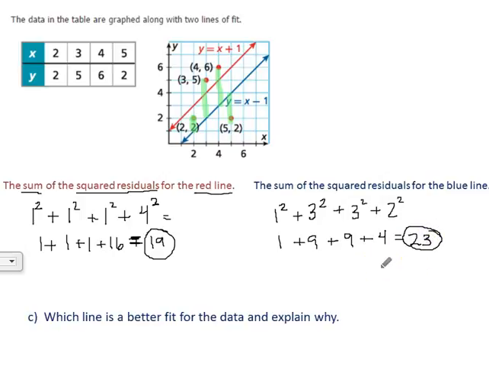And so we find the sum of squared residuals to help us determine which lines are better fits for our data. So the closer the sum of the squared residuals is to 0, the better the line of fit is. So the closer the sum is to 0, the better the fit.